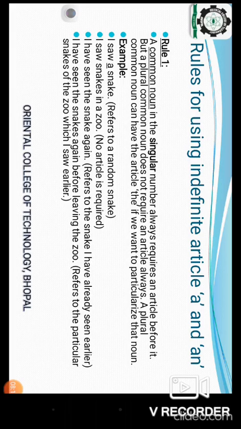Example: I saw a snake refers to a random snake. I saw snakes in a zoo. No article is required. I have seen the snake again refers to the snake I have already seen earlier. I have seen the snakes again before leaving the zoo refers to the particular snakes of the zoo which I saw earlier.